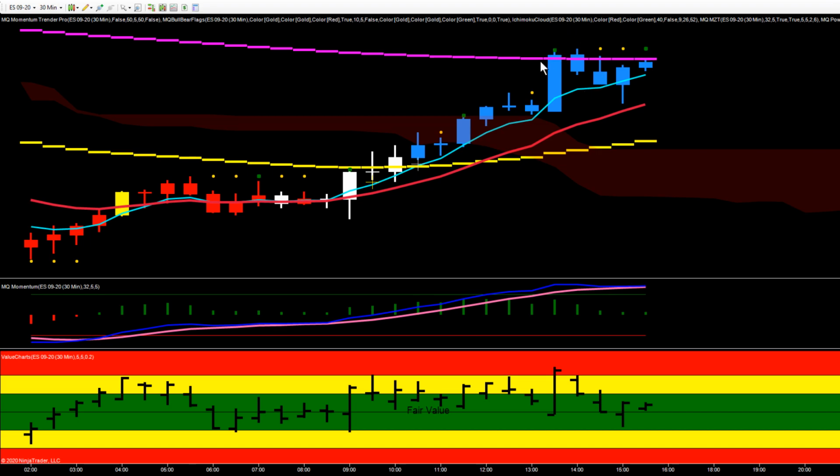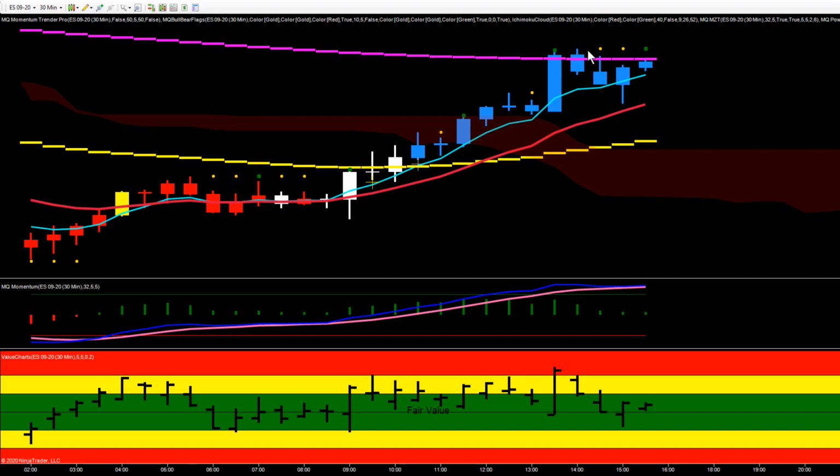So at this point, we're really not looking for long trades anymore. We've come way too far. Volatility has let up a little bit, so 140 points in the ES in one day, that is a lot of movement. So really weren't looking for anything long.